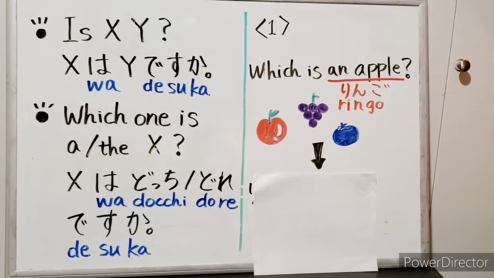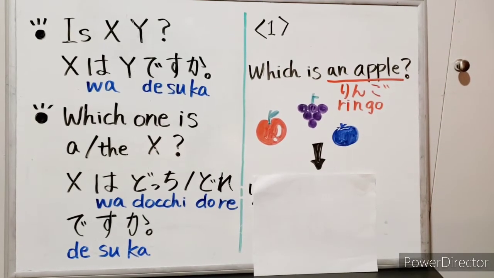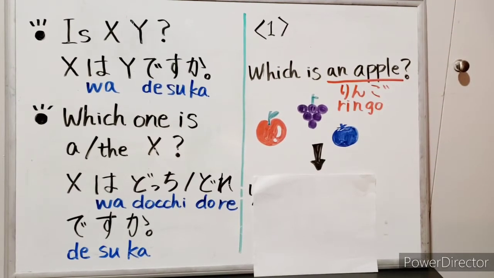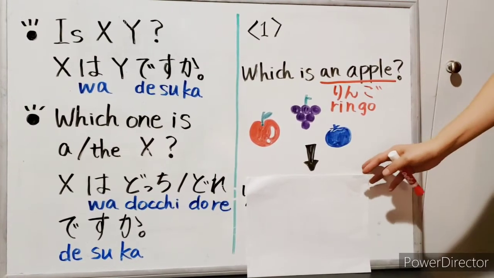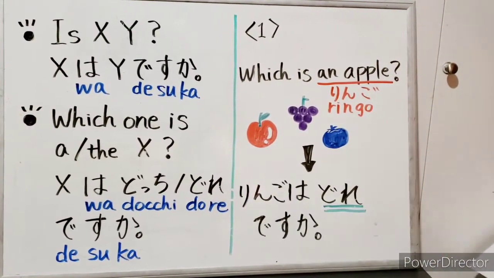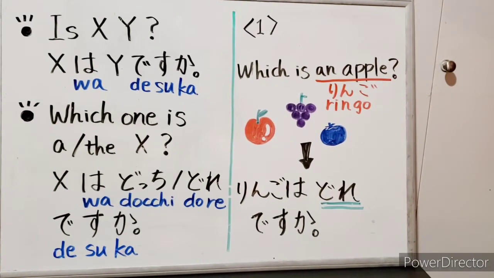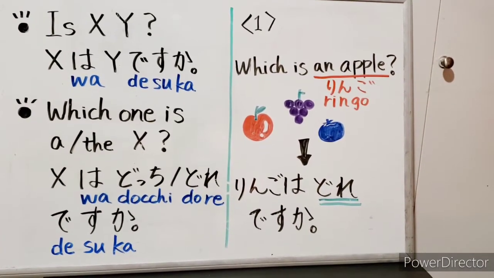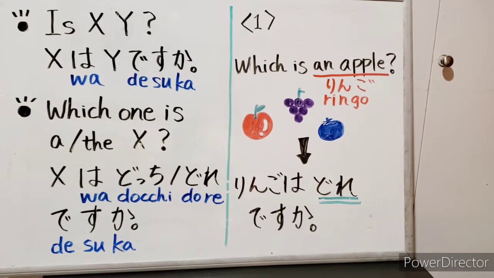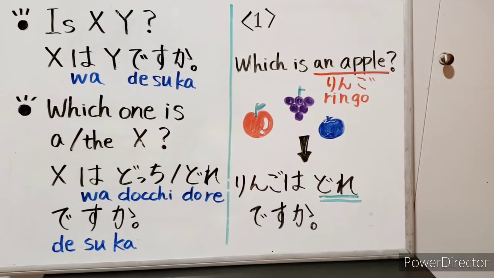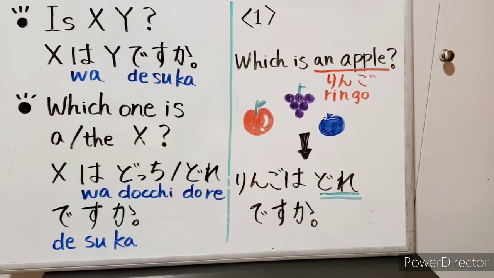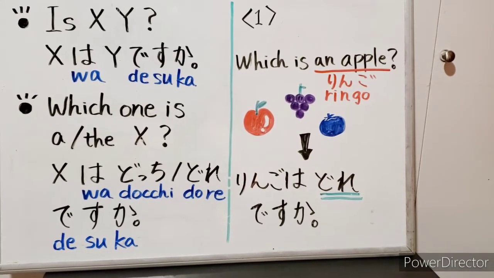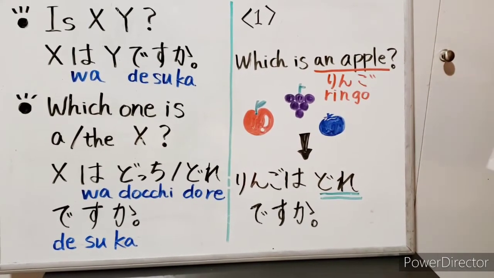Number 1. Which is an apple? The answer is リンゴはどれですか? In this case, you need to use どれ because you have three options.